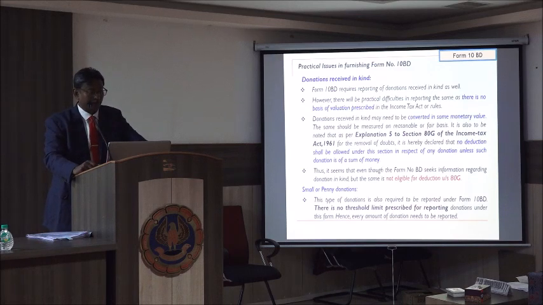How are we going to report that? There is no basis of valuation prescribed under the Income Tax Act or rules. So how are we going to do it? Is merely getting a certificate from the management enough to say that this is the amount which is contributed, or can we take a certificate from the person giving the voluntary contribution in kind, with a copy of the bill or something like that? Thus it seems that even though form 10BD seeks information regarding donation in kind, the same is not eligible for deduction under 80G.